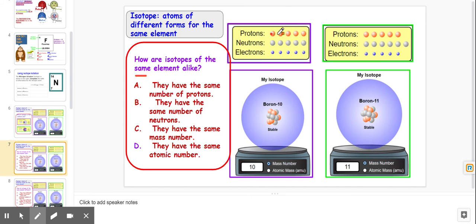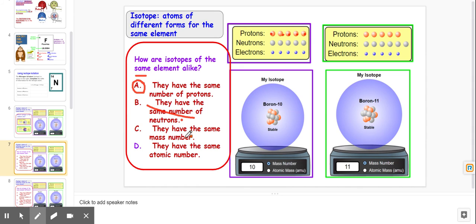Do boron 10 and boron 11 have the same number of protons? 5 and 5. Yep, that's true. They have the same number of neutrons? 5 and 6. Ooh, that's wrong. Don't select that one. They do not have the same number of neutrons.